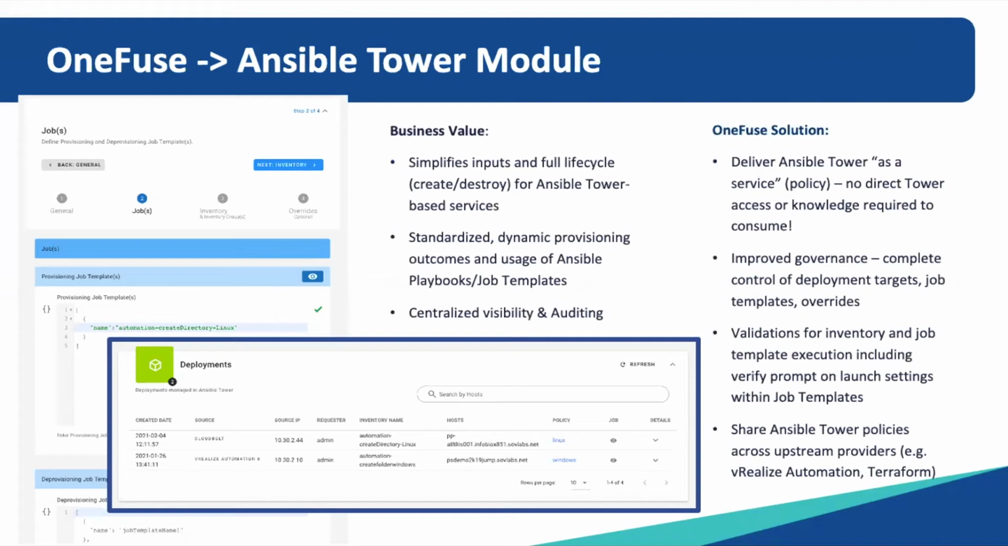With OneFuse 1.2, we've got two new modules. We've got Ansible Tower as well as scripting. And with Ansible Tower, basically what we're doing is allowing you to create Ansible Tower backed services with OneFuse. So the consumers of this API-based service don't really need to know anything about Tower or have direct permissions to Tower. The administrator in OneFuse can define a policy for how you want to provision a particular service and how you want to deprovision that.